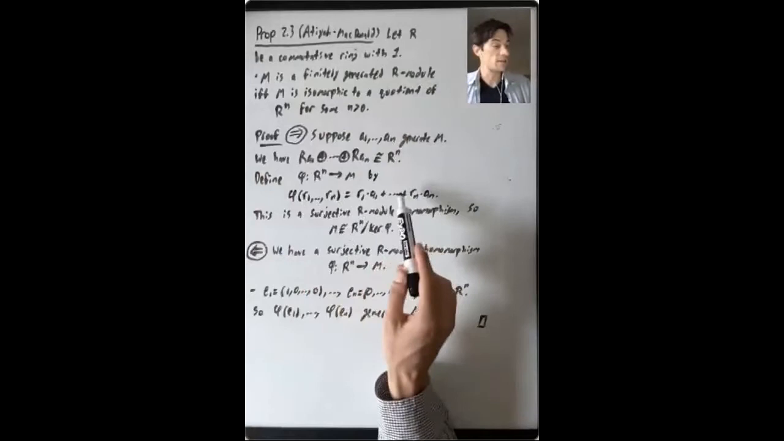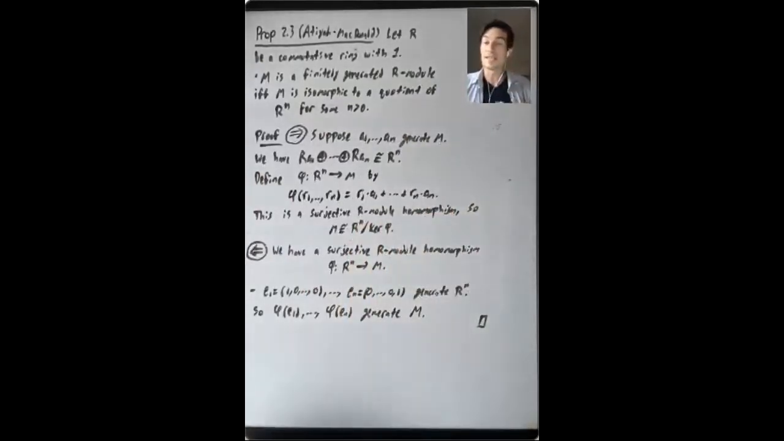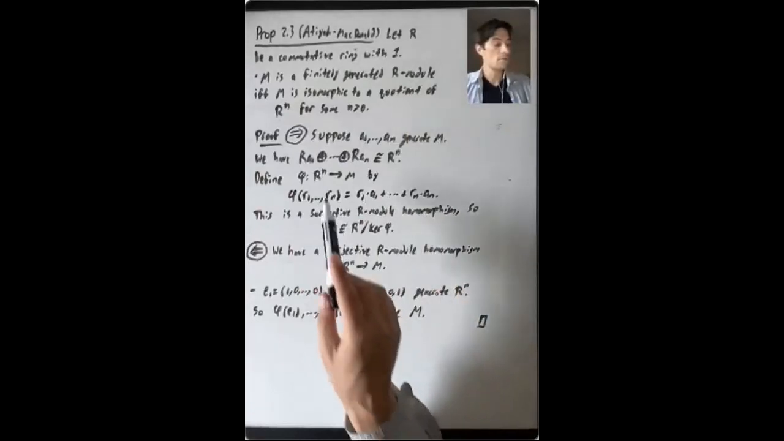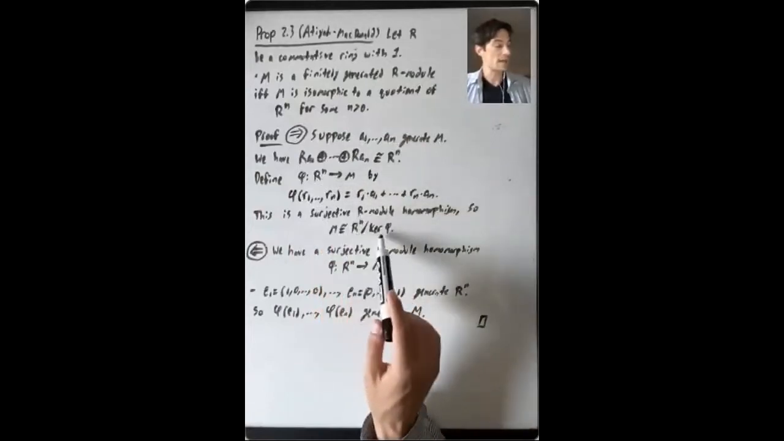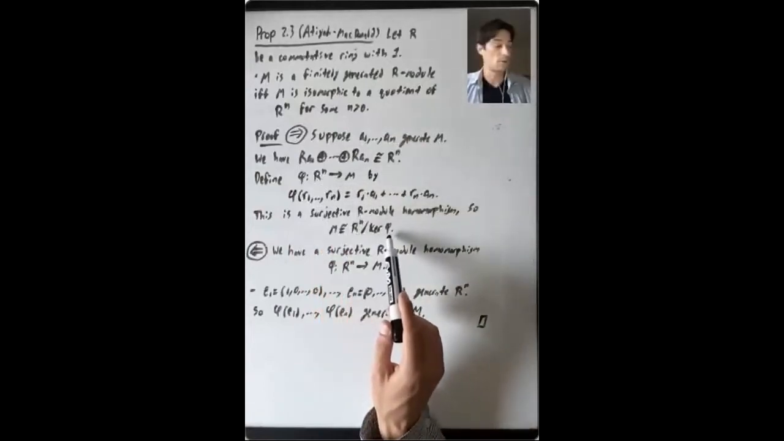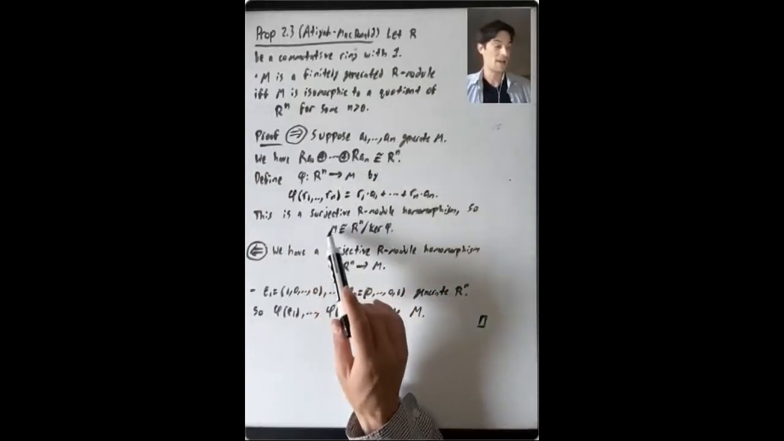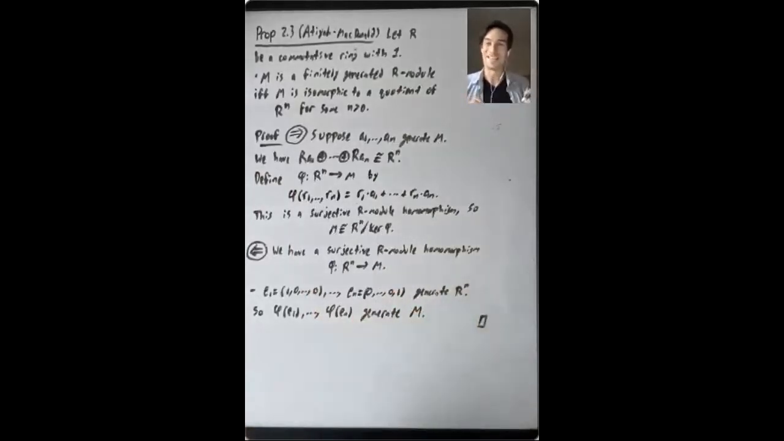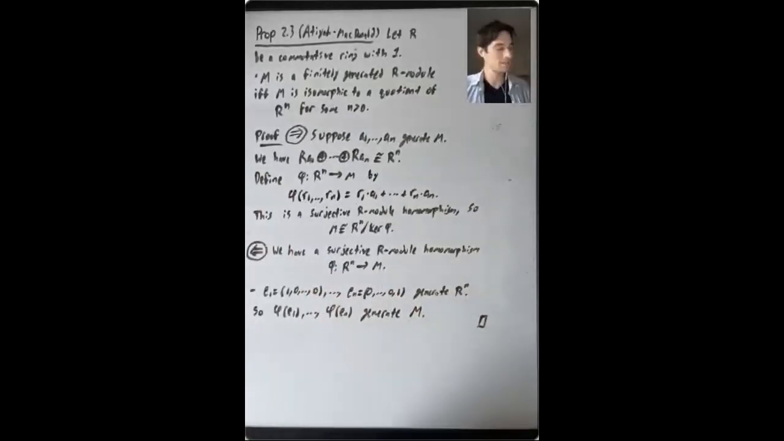It's surjective because a1 up through an generate M, and it's easy to check that it satisfies the things you need to satisfy in order to be an R module homomorphism. So now, by the first isomorphism theorem, we see that R^n mod the kernel of this R module homomorphism is isomorphic to the image, M. So M is isomorphic to a quotient of R^n. Let's do the other direction.